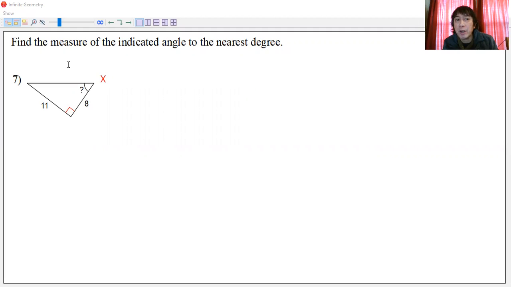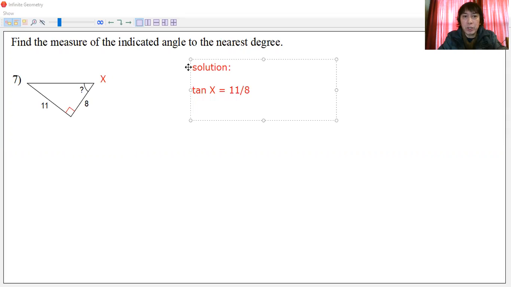Okay, the adjacent side to that angle X is the 8, and 11 is the side opposite to that angle. So we have the opposite side and the adjacent side. This suggests that we shall use the tangent function. So in our solution, we will consider tangent of angle X, which is the opposite side over the adjacent. So it's 11 divided by 8.